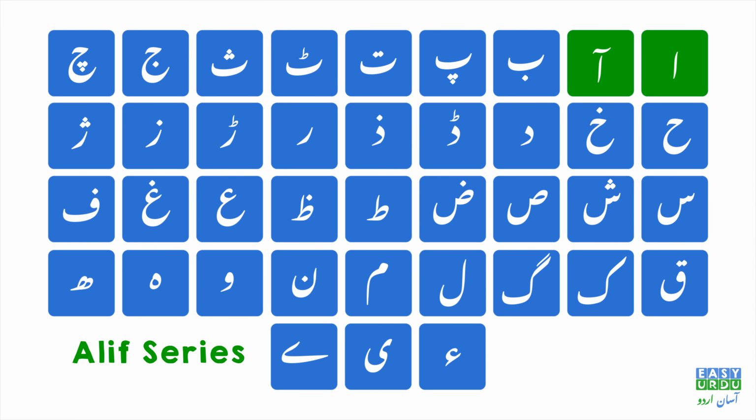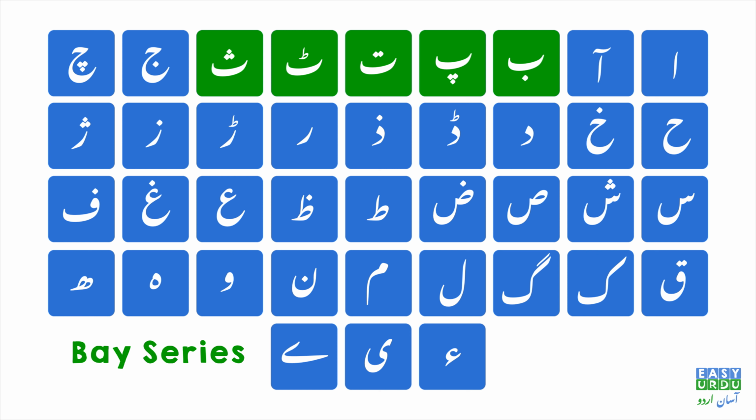First series is Alif series. We have given the name Alif to this series because first letter of this series is Alif. It has two letters in it as they both have the same basic shape, and the second letter has a symbol on it. Similarly, this one is Be series.